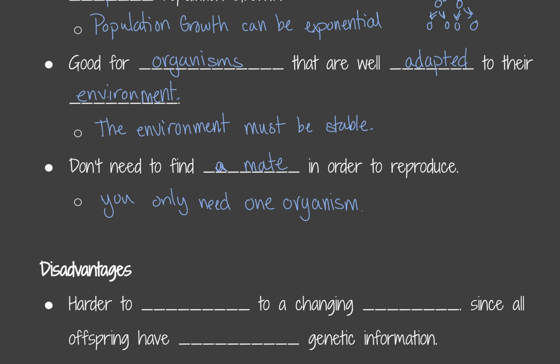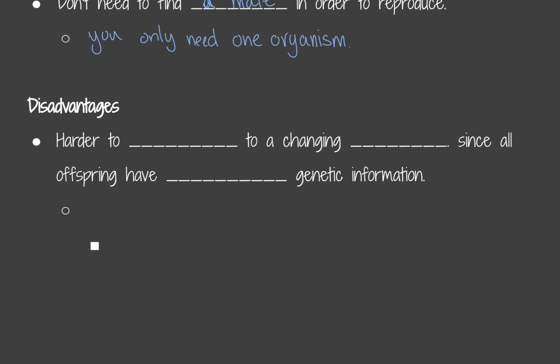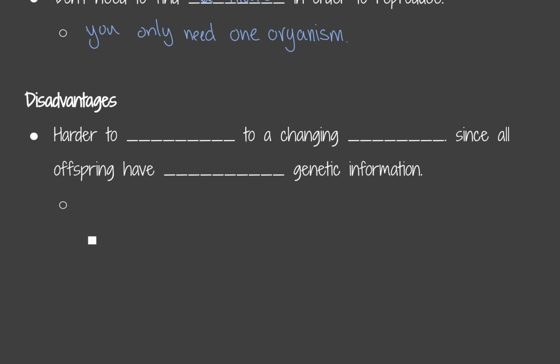Now, there are some disadvantages as well. And the biggest one is that it's harder to adapt to a changing environment. And the reason why that's the case is because all of the offspring have identical genetic information. So if the environment changes and they're no longer suited for it, well, that means all of those offspring are no longer suited for this. And this can cause major problems.